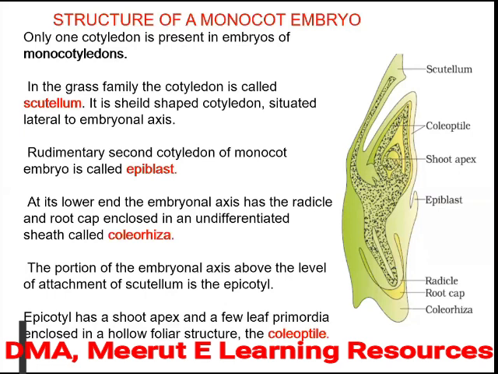So here you can see that the leaf primordia and shoot apex are covered and protected by an undifferentiated sheet, which is called the coleoptile, while the radicle and root cap are covered by another undifferentiated sheet, which is called the coleorhiza. Sorry. So the shoot apex is covered by the coleoptile, and the root is covered by the coleorhiza. The precursor of the root system, the radicle and root cap, is covered by the coleorhiza. In this way we can find that there are different structures present in the monocot embryo.